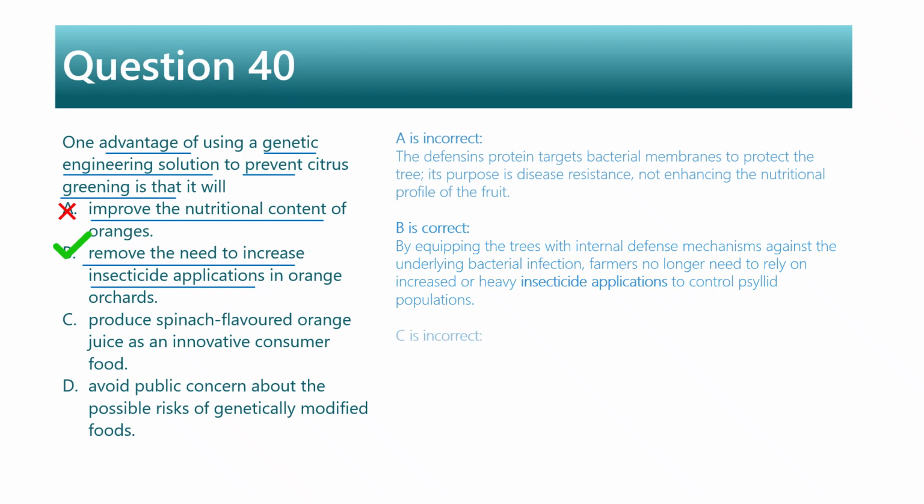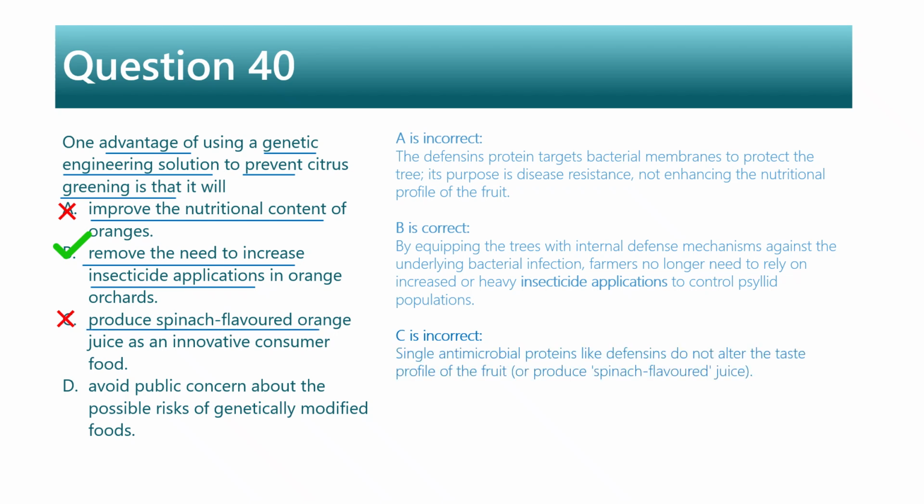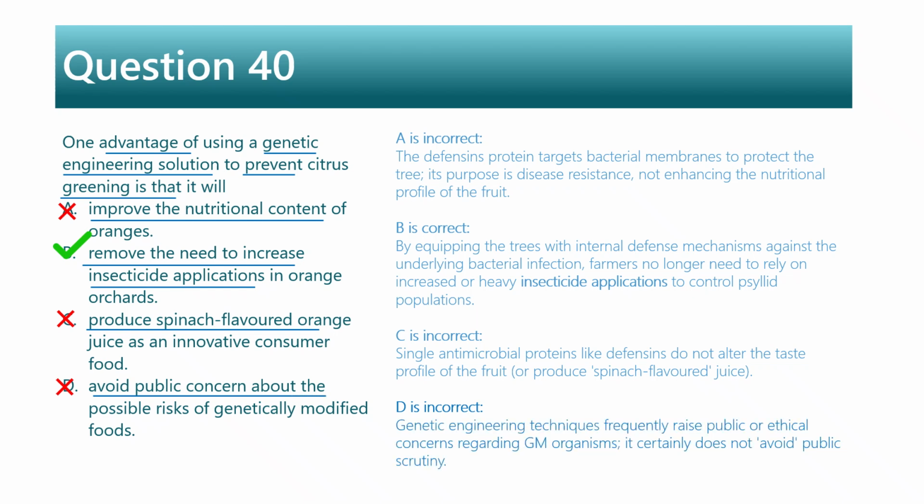C is incorrect. Single antimicrobial proteins like defensins do not alter the taste profile of the fruit or produce spinach-flavored juice. D is incorrect. Genetic engineering techniques frequently raise public or ethical concerns regarding GM organisms. It certainly does not avoid public scrutiny. Therefore, the correct answer is B.